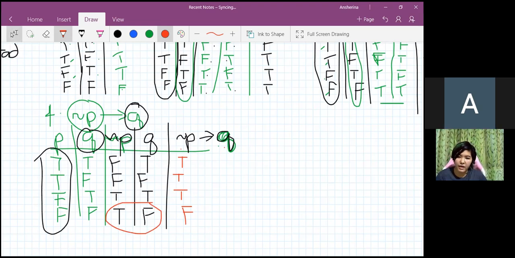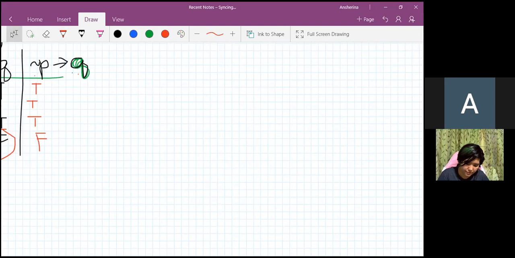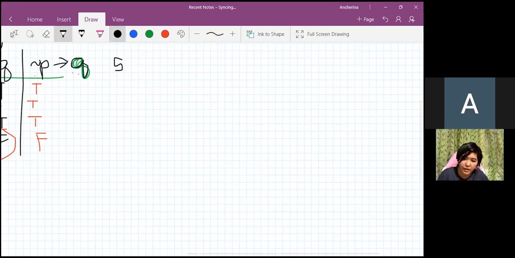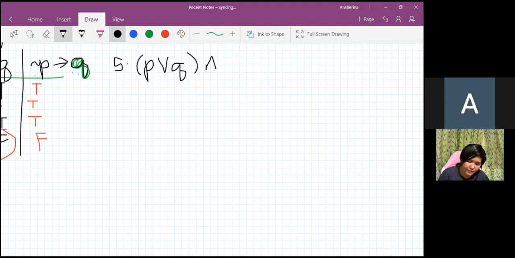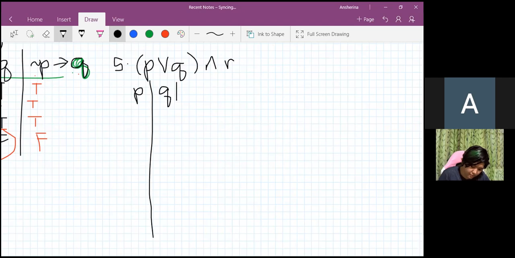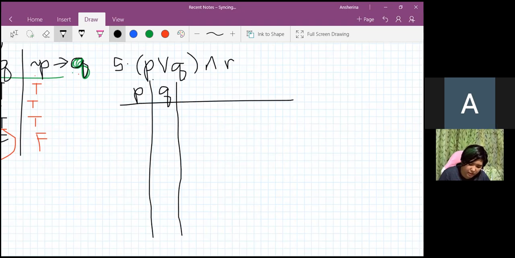Next, we will go to number 5. For number 5, oh, meron na tayong parenthesis. So, meron tayong kailangan unahin. Okay? So, parenthesis, P or Q, and R. 3 propositions this time. Unahin nga muna natin itong mga nasa parenthesis. Okay? But first, let's put the possible combinations para sa kanila.